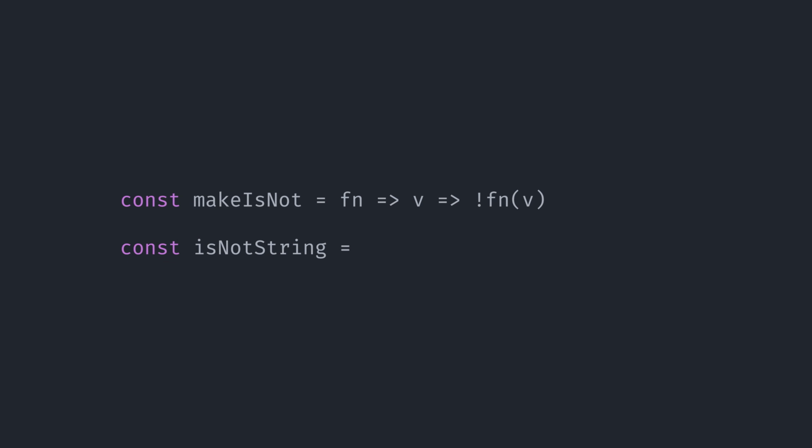Let's use isNotString as an example. Calling makeIsNot with isString returns a function that receives one argument called v and returns the inverted return of calling isString with v. The same works for isNotNumber. Calling makeIsNot with isNumber returns a function that receives one argument called v and returns the inverted return of calling isNumber with v. All good and well with the implementation.